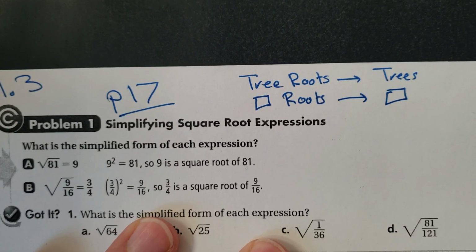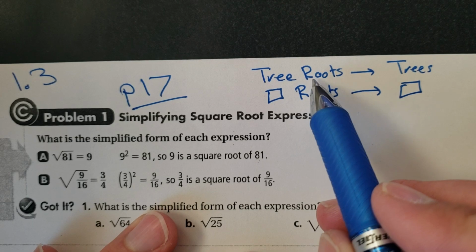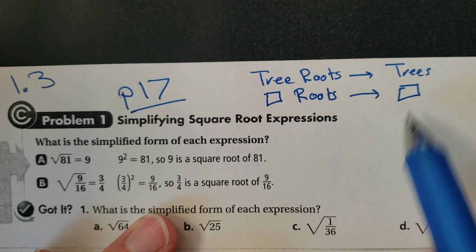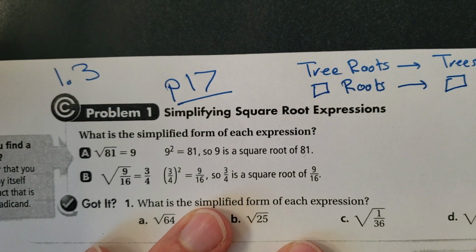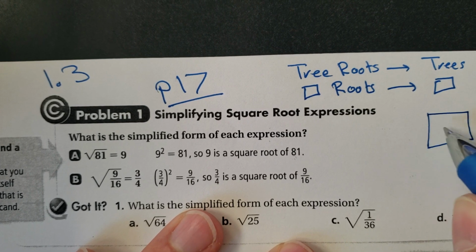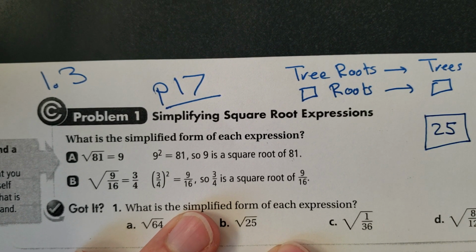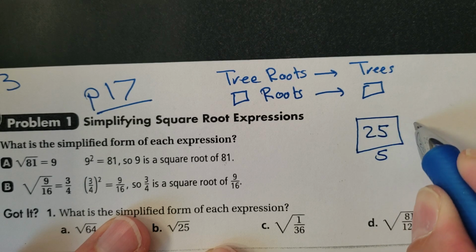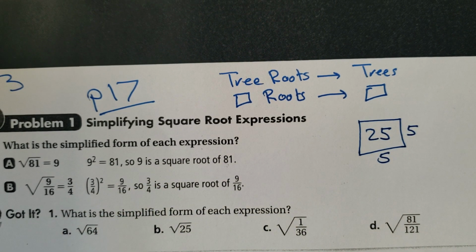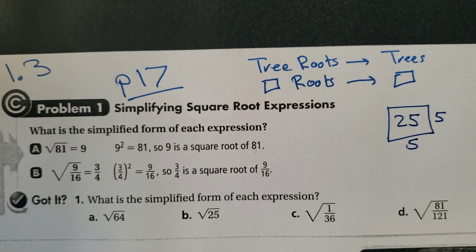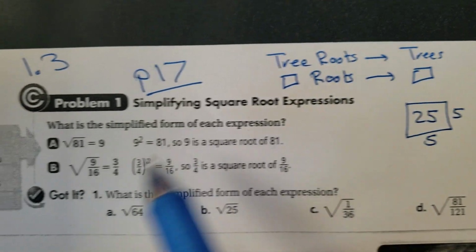What is a square root? Basically, I think of it this way. If tree roots build trees, square roots build squares. If you want to make a square that has an area of 25, you need to build that with a 5 by 5 side. The 5s are what build the 25. So how do you find the square roots? Well, that's what the square root button does.